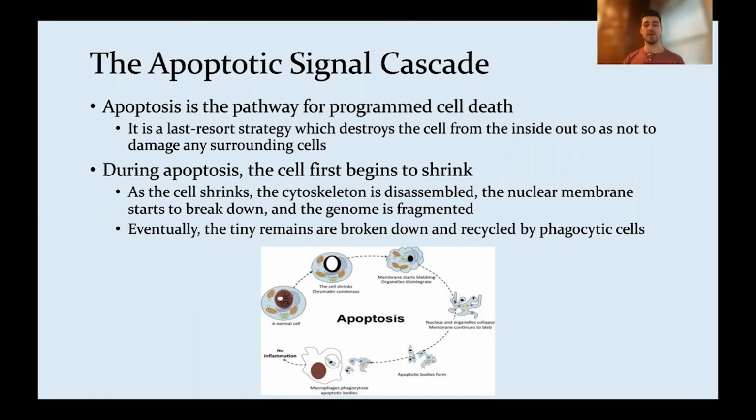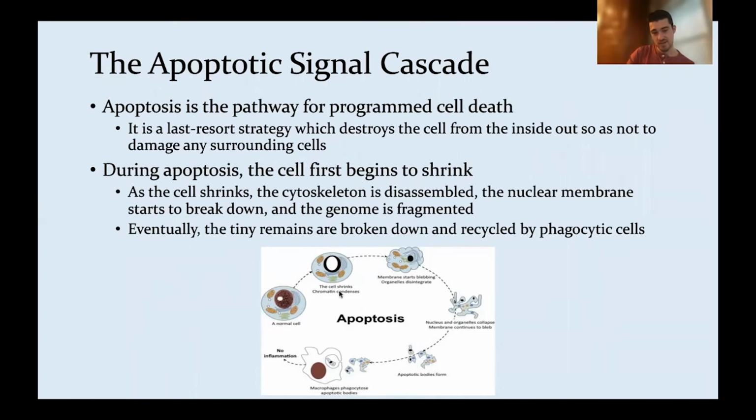The cell starts to bleb, is what they call it, and it starts to get sort of bubbly and starts to bud out because the cytoskeleton isn't really holding anything together anymore. So the nuclear membrane starts to break down, the genome starts to become fragmented, and then the tiny remains are broken down and recycled by phagocytic cells. So if we look at the bottom, exactly what I just said.